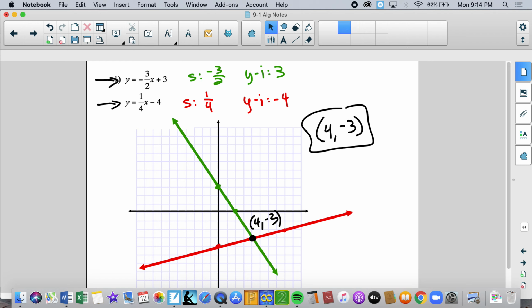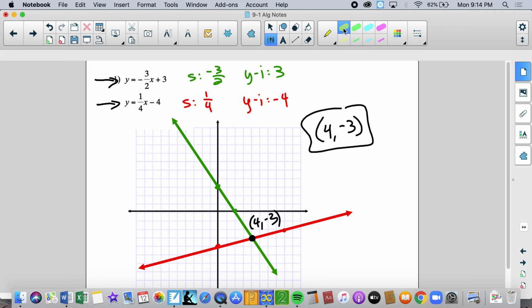So if we look at points, let's talk about this. If we have this point right here, that is true for the green, but it's false for the red because it's not on the red line. It's on the green line, so it's true for green, false for red. What about this point? This point is going to be false for the green line, but true for the red line because it's on the red line. What about this point? Is that going to be true, true, true, false, false, true, or false, false? Yeah, it's going to be false, false.